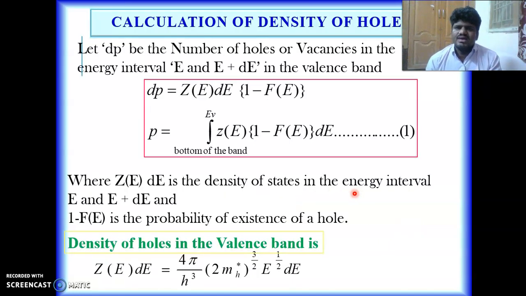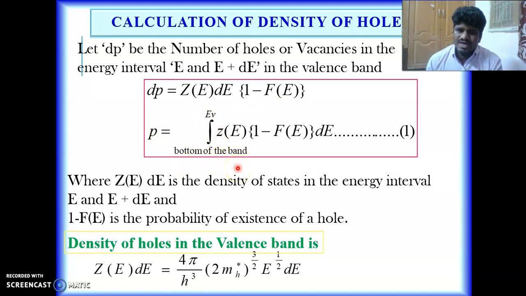Similarly, we can find the number of holes in the valence band. But the important differences are here. Instead of f of E, we have taken 1 minus f of E, because the probability of finding either a hole or an electron is equal to 1. That means the probability of hole plus the probability of electron is equal to 1. Therefore, we know that this is the probability of electron, so 1 minus f of E gives the probability of finding the hole. Understand? Now for p, we have to take the integration from the bottom of the band.